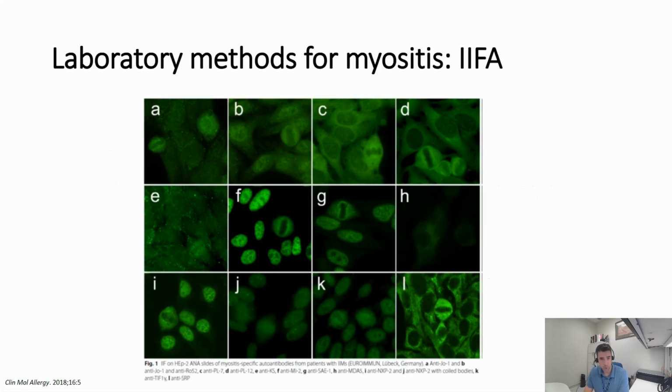And this is just an image of an IIFA method used for the detection of inflammatory myopathies. So this would be an IFA using HEp-2 ANA slides that have myositis specific autoantibodies embedded. And so not only do you see the fluorescent signal, but there are specific patterns associated with some of the myositis autoantibodies.